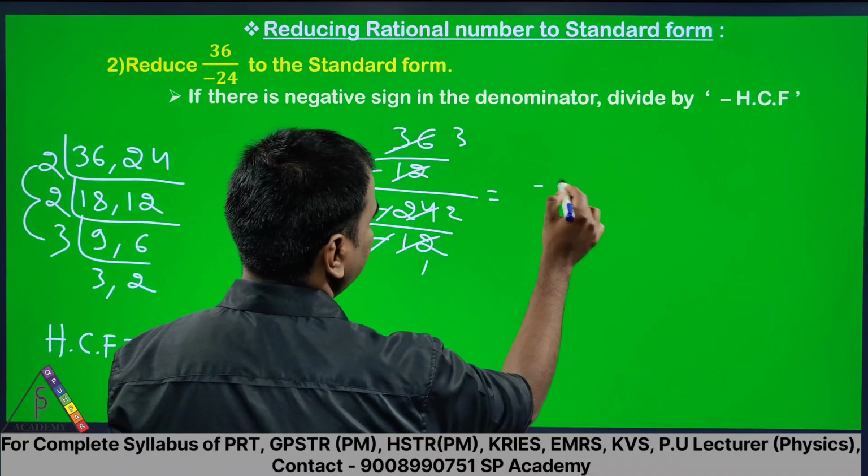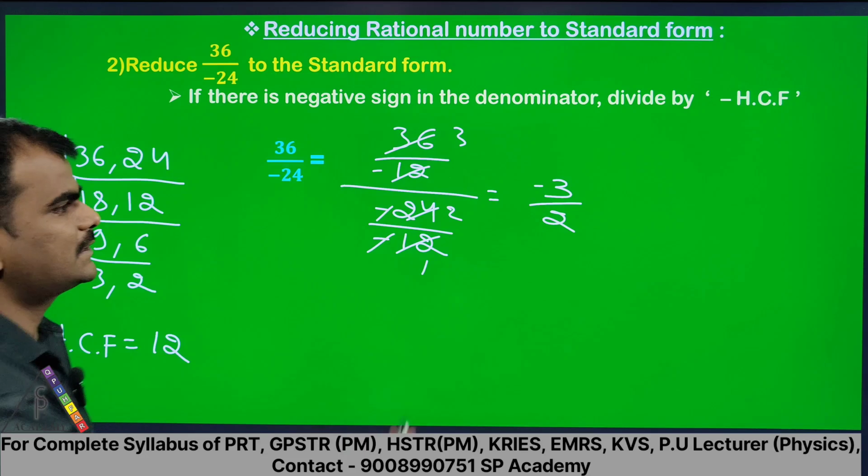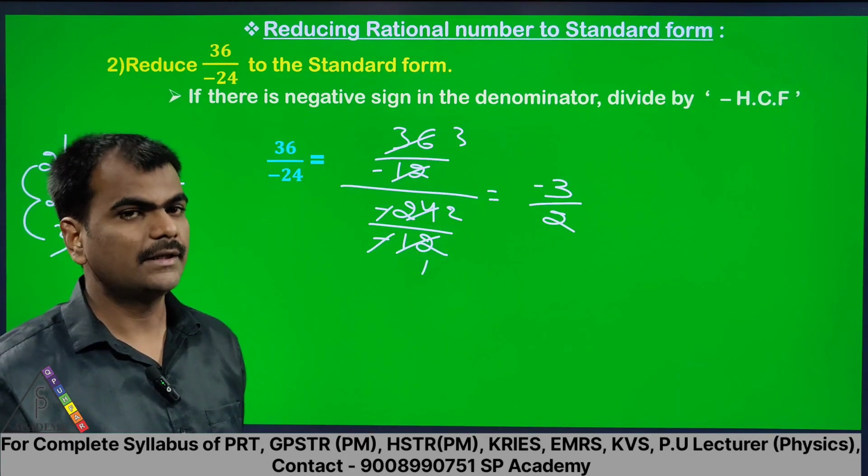Therefore this is minus 3 by 2. This is the standard form when the negative sign is in the denominator.